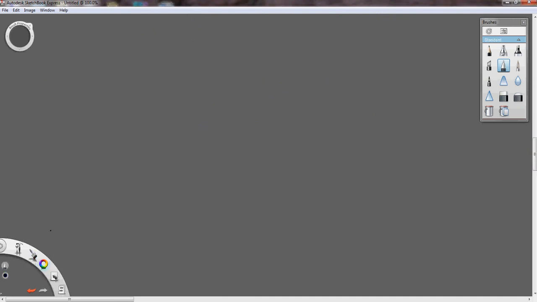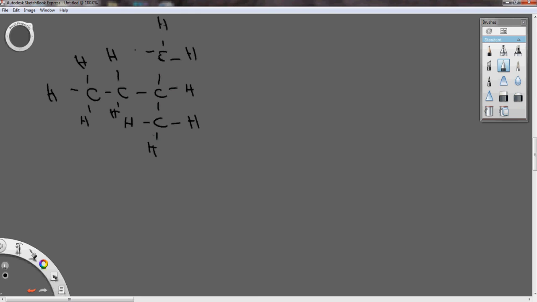Alright, let's do a problem. Let's go back to black. Okay, so can you tell me what this molecule's name is? See if you can determine it before I can finish putting all these hydrogen atoms on it. Alrighty, so what did you come up with?